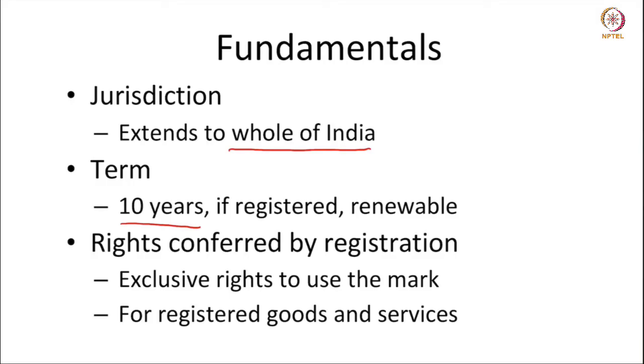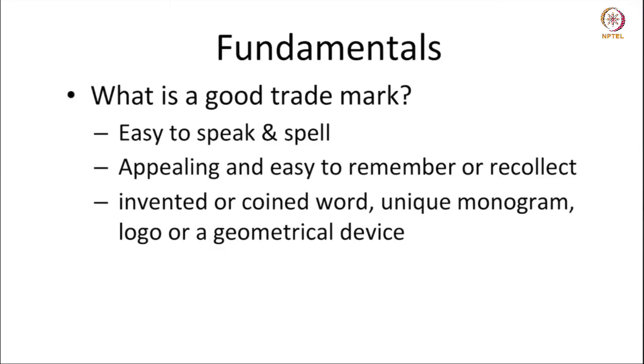Now, the rights conferred by registration include exclusive right to use the mark for registered goods and services. So your right to use the mark is confined to the goods and services for which it is registered. For example, if you have registered a particular word for, say, trade in goods covering a particular kind of goods, say shoes, you may not be allowed to use that mark for selling stationery unless you have a registration covering that class as well.